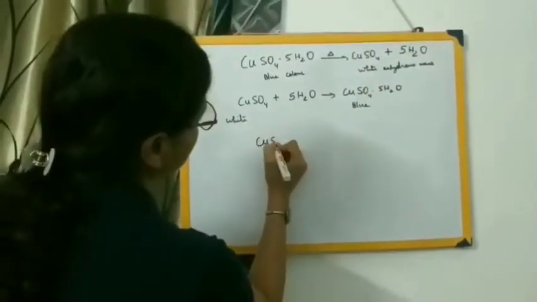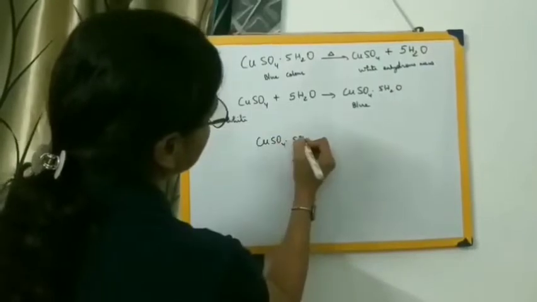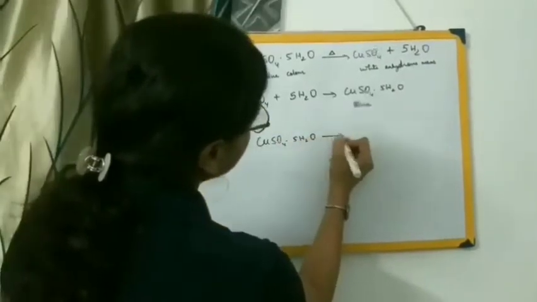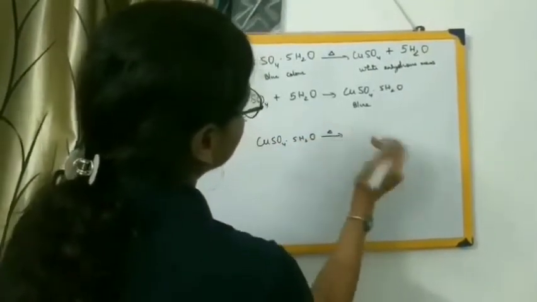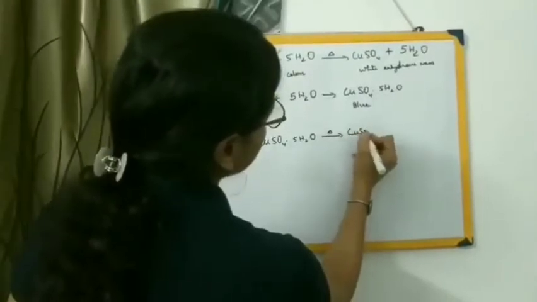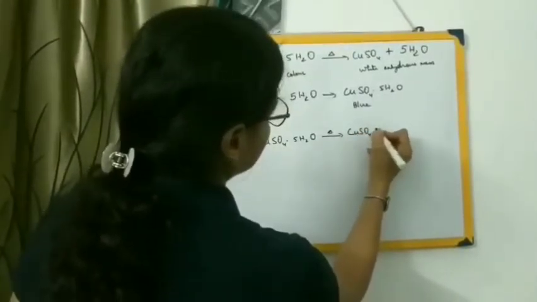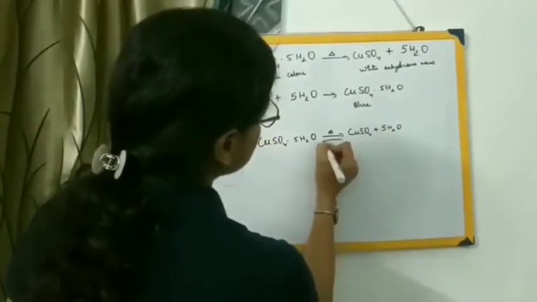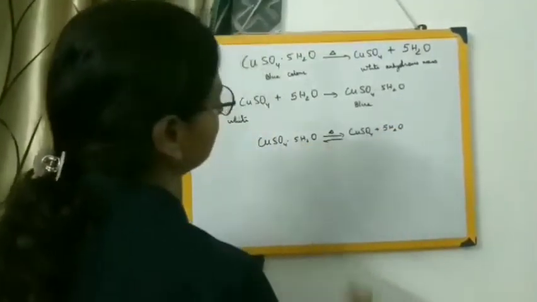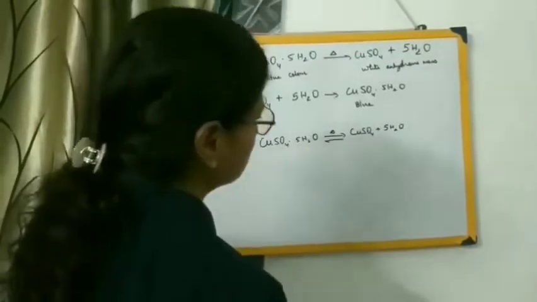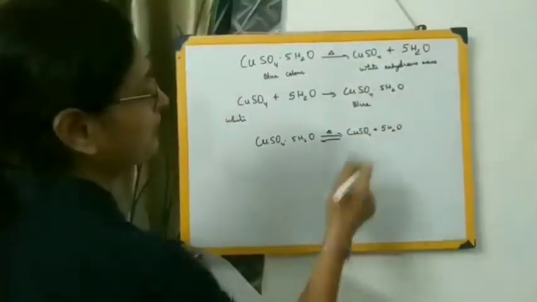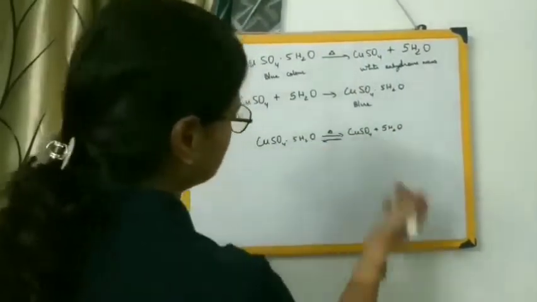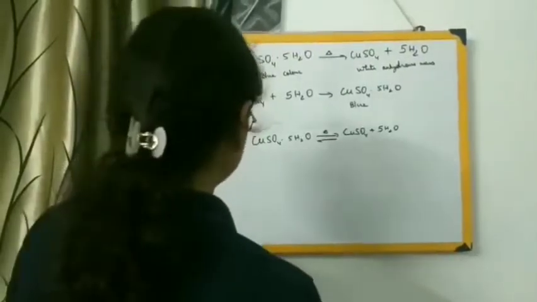That is, CuSO4.5H2O on heating forms CuSO4 plus 5H2O, and it is a reversible reaction. That is, on addition of water, again it will turn back to its original form. Either you write it in this way or in this way, both ways are okay. So it's a reversible reaction.